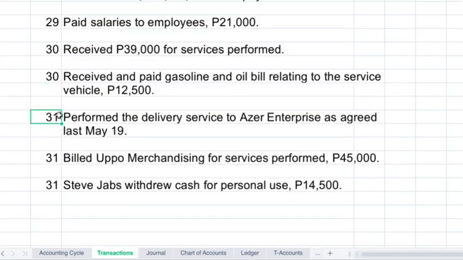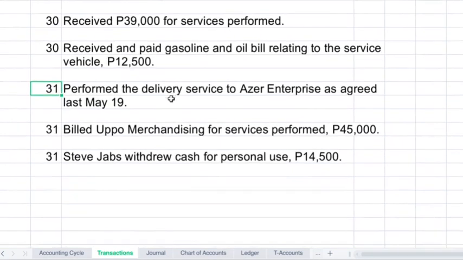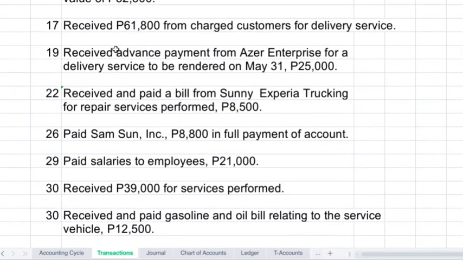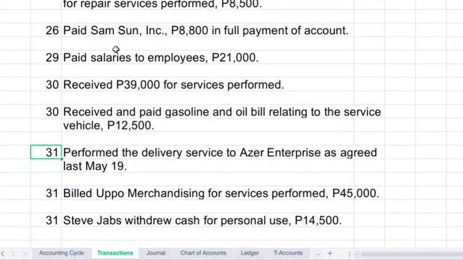So, on May 31, we performed the delivery service to Acer Enterprise as agreed last May 19. Okay, check natin yung May 19. So, nung May 19 kasi, may na-receive tayong advance payment kay Acer. And since May 31 na, we performed the delivery service. So, what are the accounts affected here?